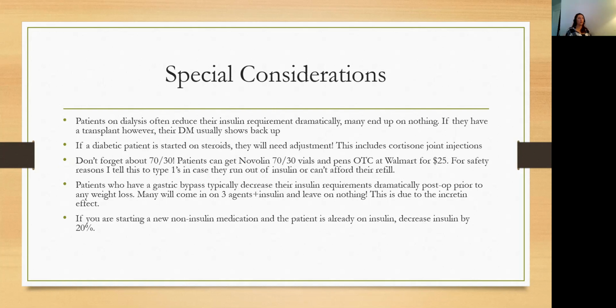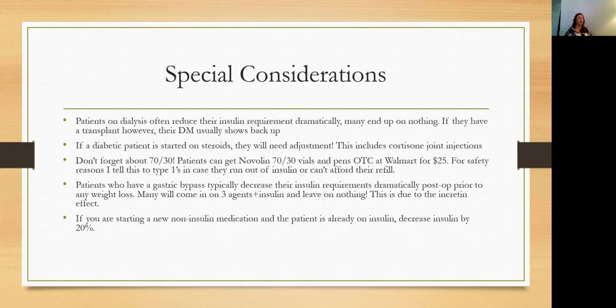And then something else interesting is that patients who have gastric bypass surgery typically completely eliminate or dramatically reduce their insulin requirements immediately post-op. This is an incretin effect situation. It's pretty cool. They'll come in with 3-4 agents for their uncontrolled diabetes and immediately post-op, they're on a sliding scale or nothing. So that's really interesting, even before weight loss.